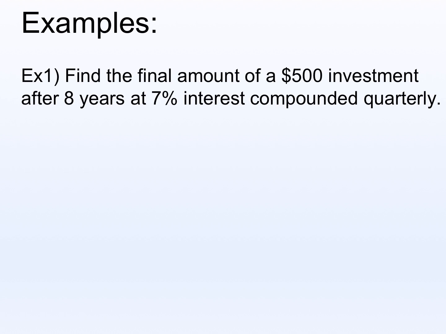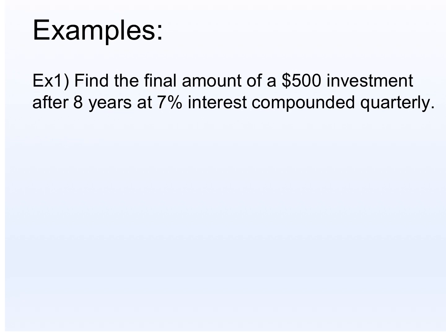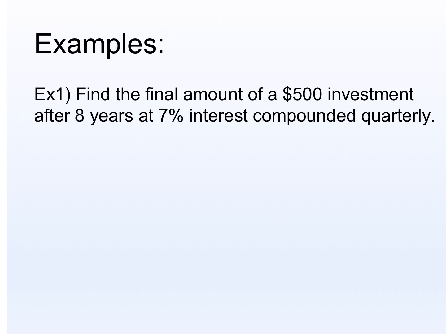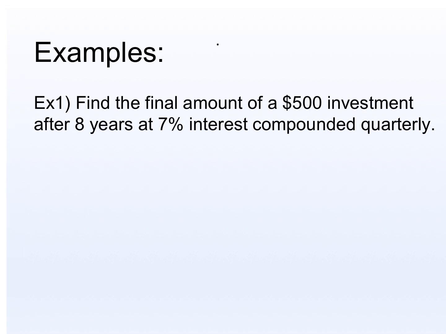So let's look at this next example. It says, find the final amount of a $500 investment after 8 years at 7% interest rate compounded quarterly. I'm going to write the formula up top here. It would be y is equal to A times 1 plus the rate over the number of times compounded, close your parentheses, to the number compounded times the time we are looking at. So we need to get some of that information.